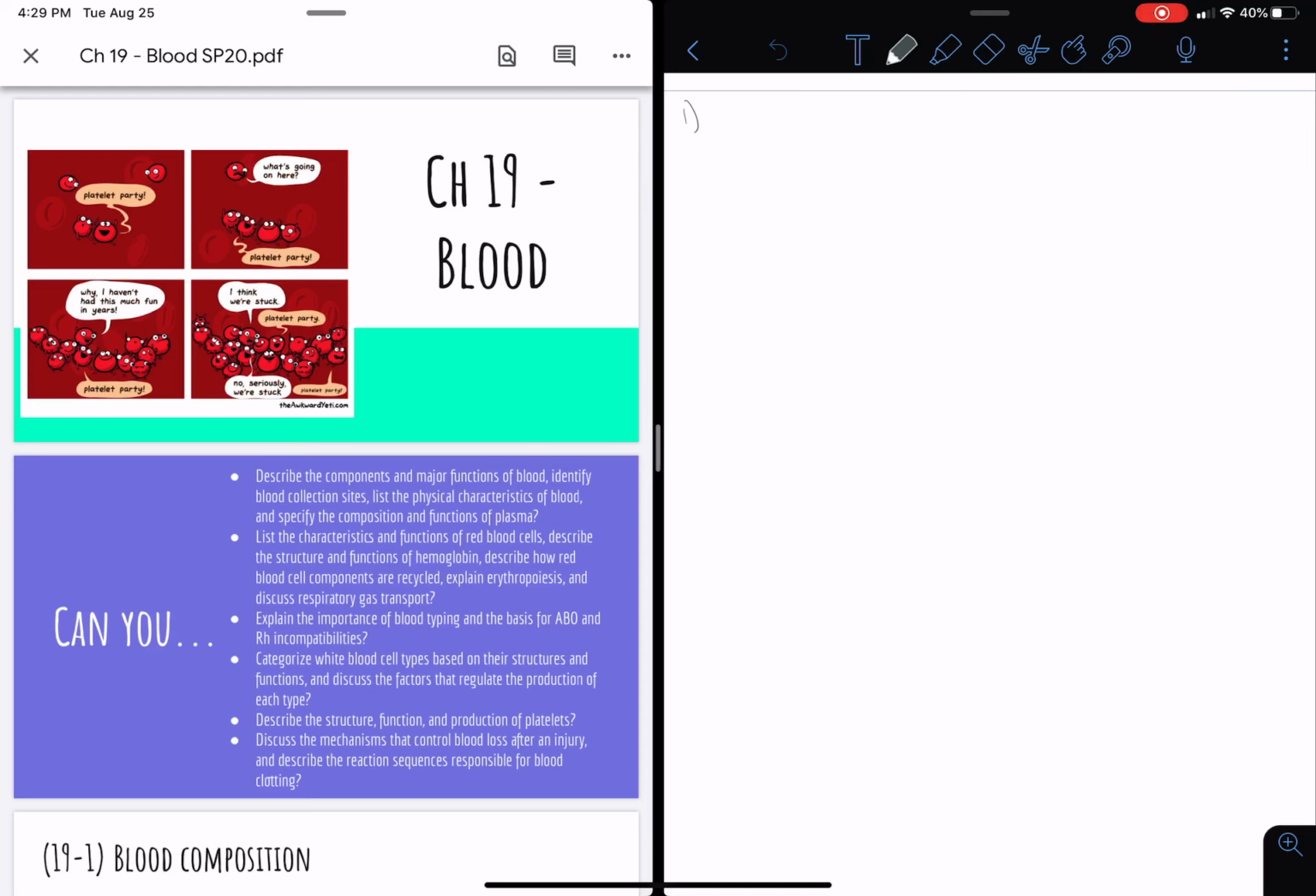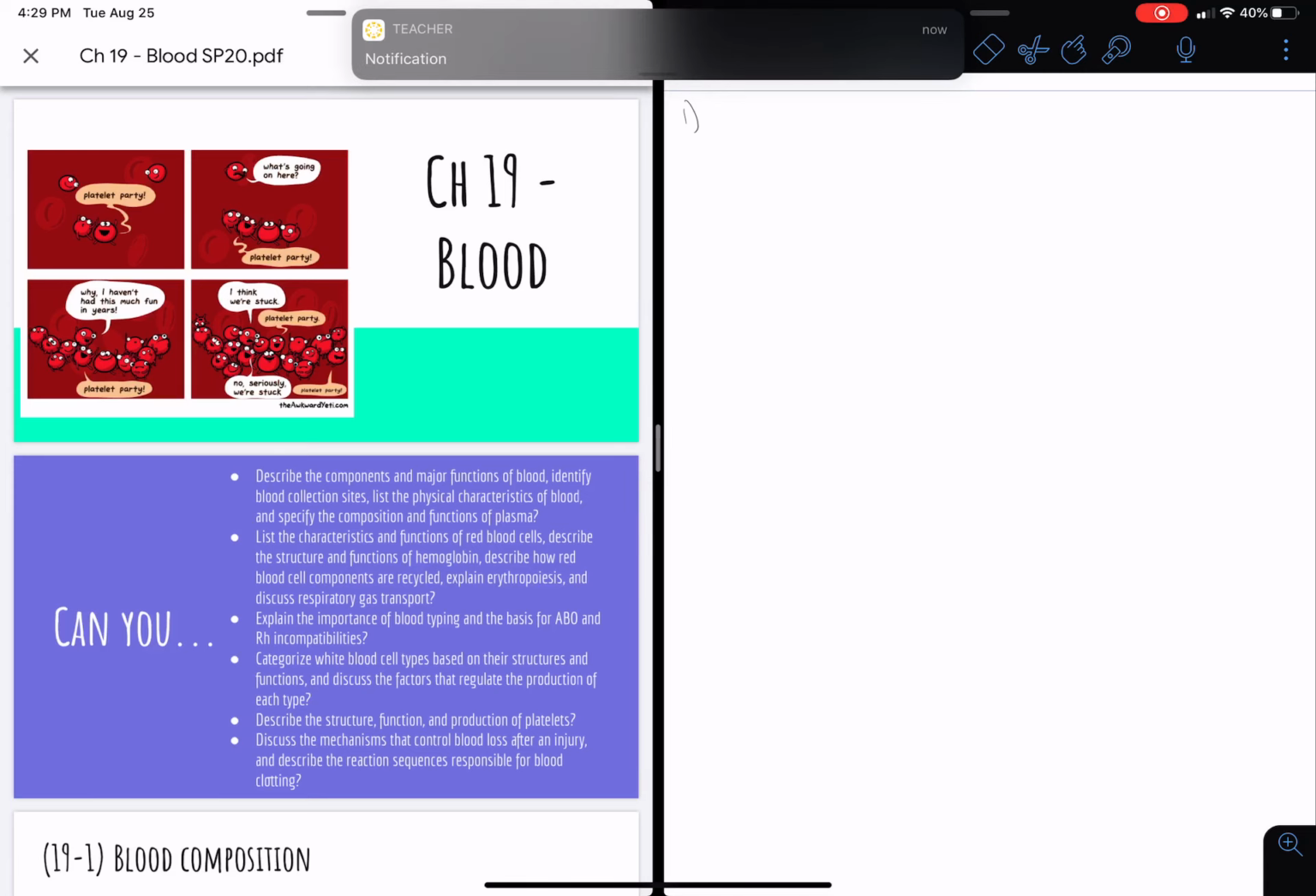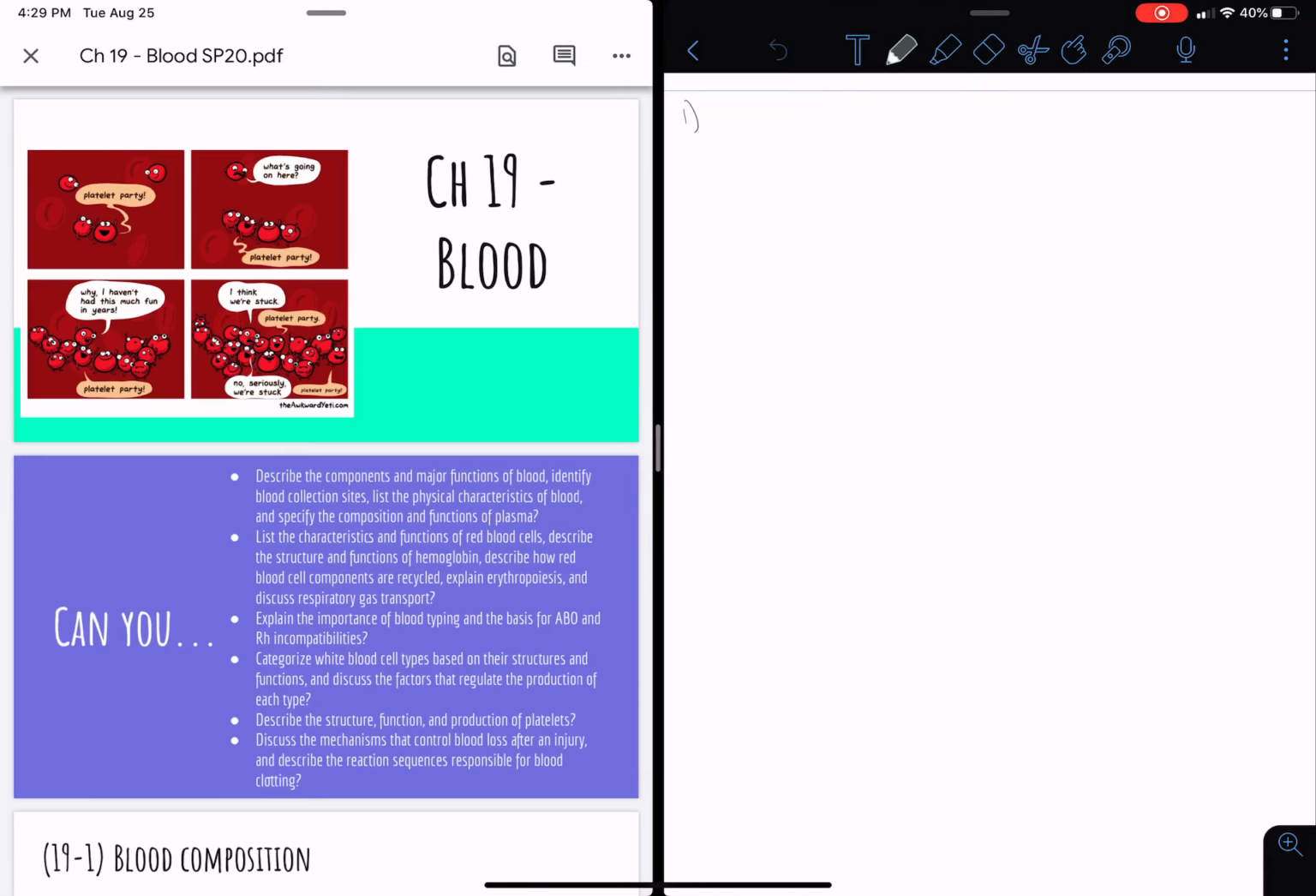Chapter 19 is focused on the blood, and blood is first before the cardiovascular system and before the lymphatic system, because blood is going to be all encompassing. So blood will be traveling throughout the cardiovascular system, and blood will contain the components for both chapter 18, the endocrine system, and for chapter 22, the lymphatic system. So we're going to start with blood here first.